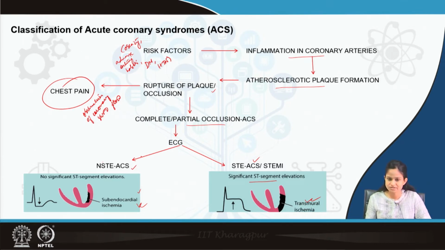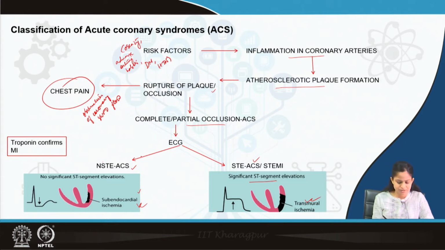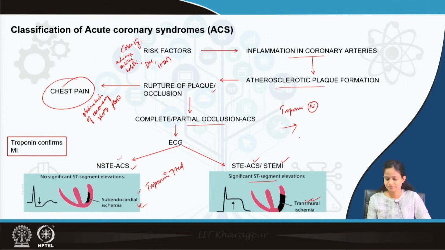Now, besides these ECG findings, there are cardiac biomarkers, mainly the troponins. Troponins will confirm the diagnosis of myocardial infarction. Generally, in both STEMI as well as non-ST elevation MI, we tend to see the troponin level increased. If the troponin level is normal but the patient is presenting with the above symptoms, then you usually call it unstable angina. So, this is your acute coronary syndrome.